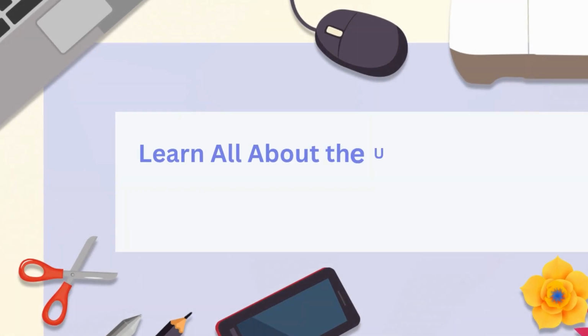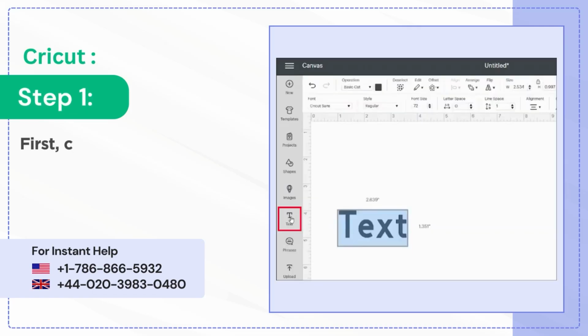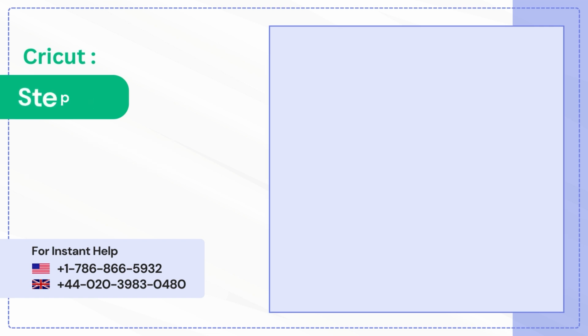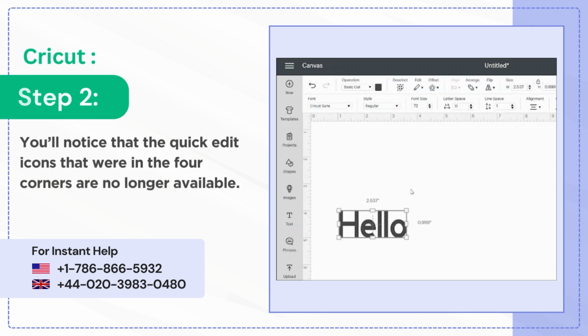Learn all about the updated bounding box. Step 1. First click text and type out some text. Step 2. You'll notice that the quick edit icons that were in the four corners are no longer available.